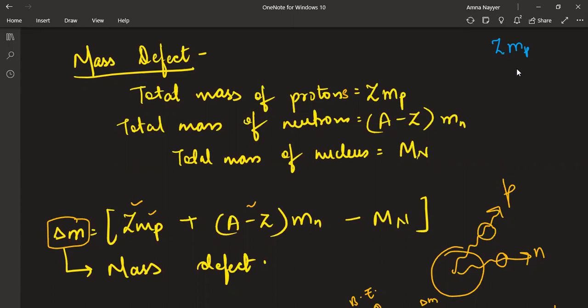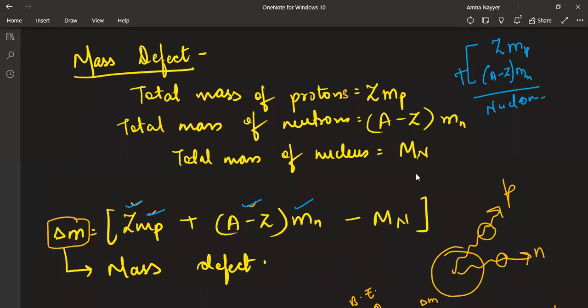Now, mass of neutrons is MN. How many neutrons are there? How do we calculate the number of neutrons? A minus Z. So mass of one neutron, MN. Mass of two neutrons, 2MN. Whatever total number of neutrons is present, that is (A minus Z) into MN. Add this up and you have the nucleons, that is ZMP plus (A minus Z)MN, and subtract it from the mass of the entire nucleus. You get the mass defect.